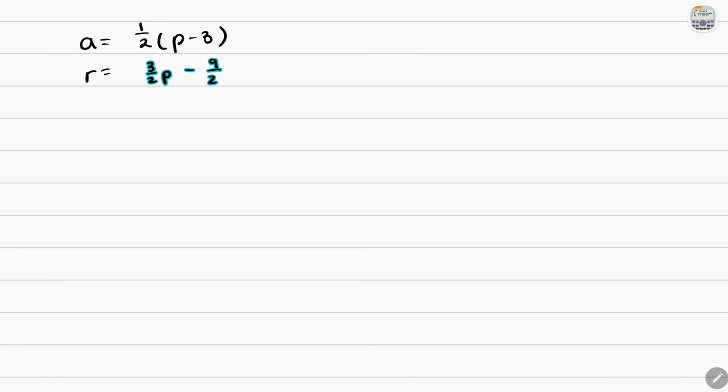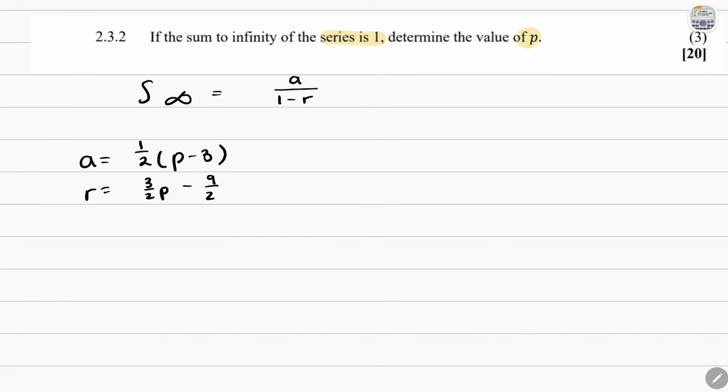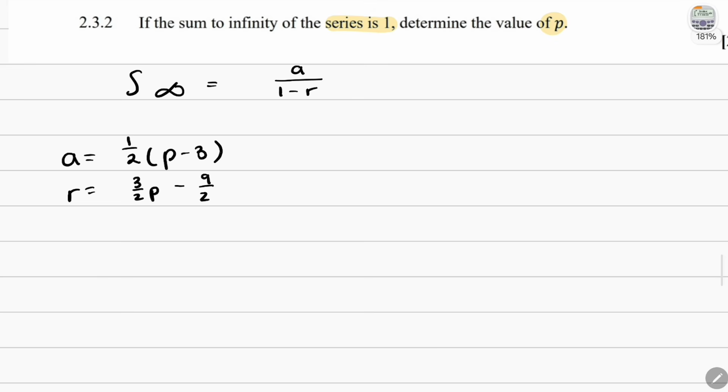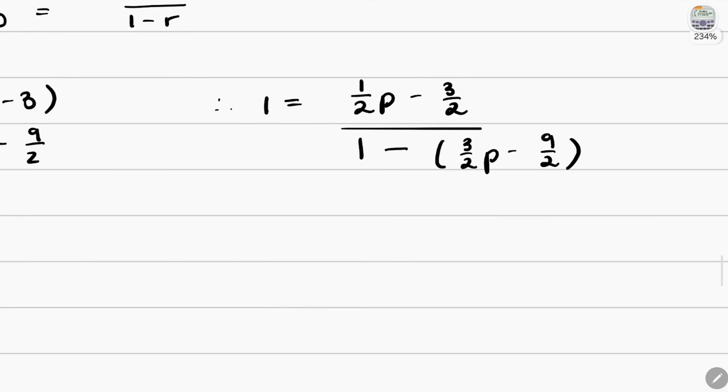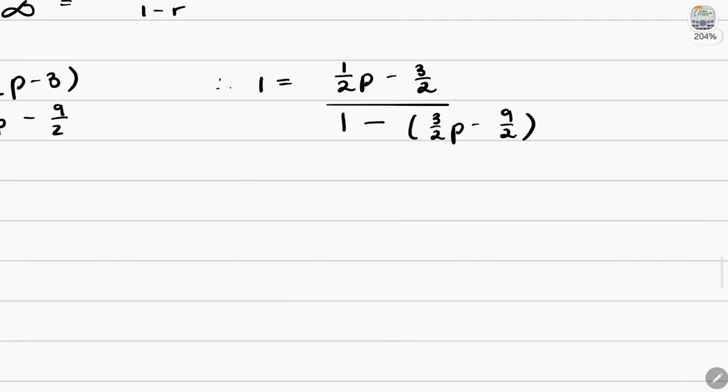It's going to create an equation in terms of p. So our equation is going to be the sum to infinity, which is 1, is equal to a, which is, we might as well just distribute there. So that is a half p minus 3 over 2, that is a, over 1 minus r, which is 3 over 2p minus 9 over 2. Okay, and we're just solving for p.